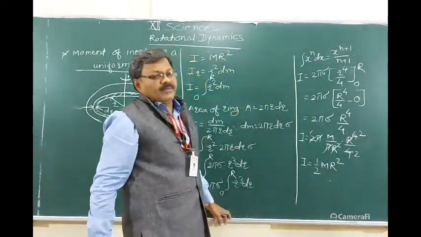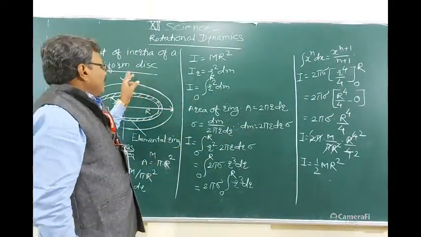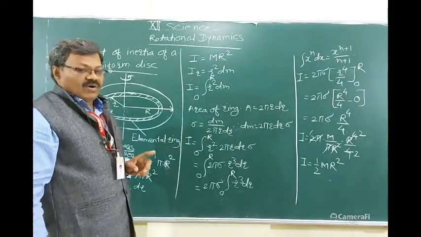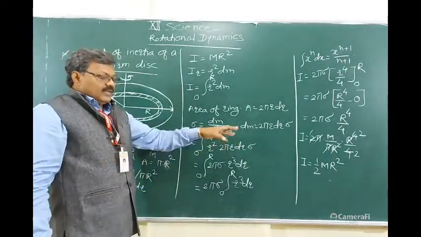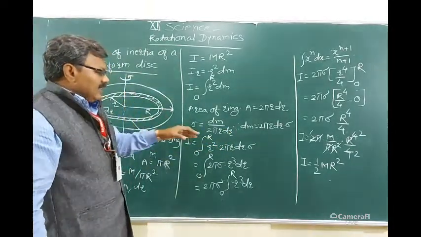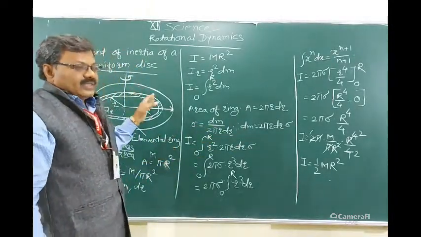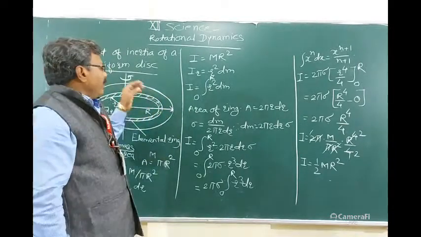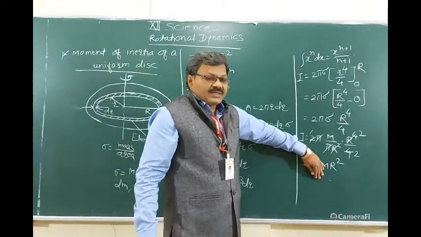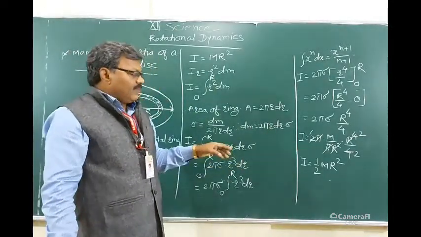Now 1 half m r square is the moment of inertia of a uniform disk. Thus we obtain the relation for the moment of inertia of a uniform disk, I is equal to 1 half m r square. Yesterday we also found the moment of inertia of a uniform ring, that is only m r square, while the moment of inertia of a uniform disk is 1 half m r square.